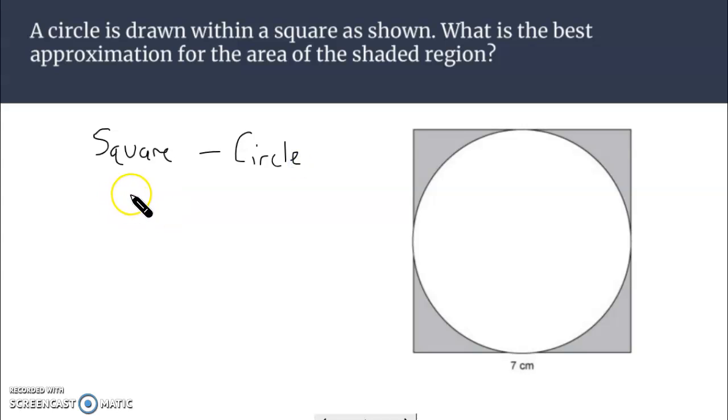And if you know the area of a square, you take the side and you square it. And the circle is pi times radius squared. Okay, the side of the square is 7, so we have 7 squared. We'll do 3.14 for pi. The radius is half of 7, so the distance from here to here, 3.5.